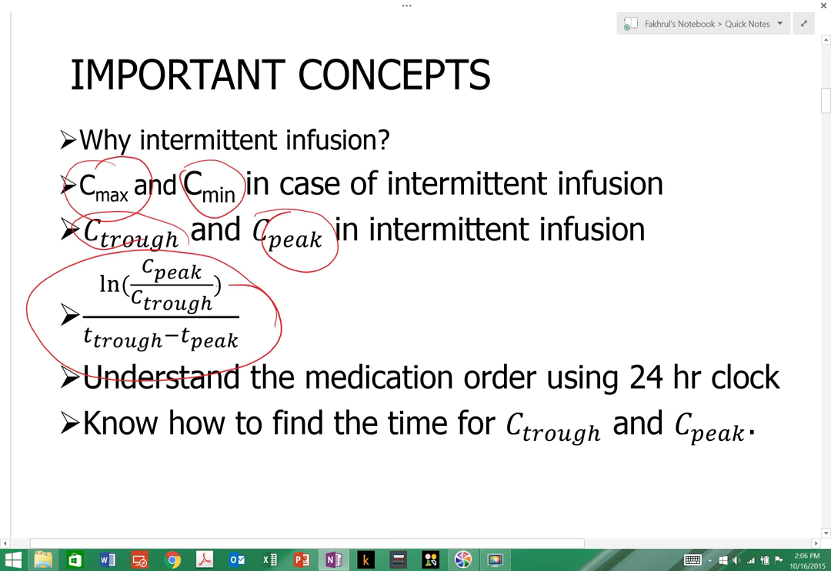I think the calculation of intermittent IV infusion is easier than multiple dosing, but there are some tricks. If you know this, yeah, it's very easy. Otherwise, it is going to be hard. So first, you have to know the medication order, which is 24-hour clock. I guess everybody knows what is 24-hour clock, but in America, it is not very common. I think in Europe and the rest of the world, they use 24-hour clock. So, know how to find the time for C trough and C peak.